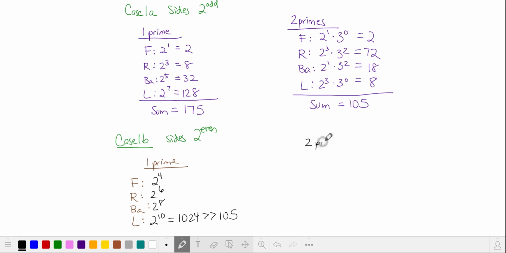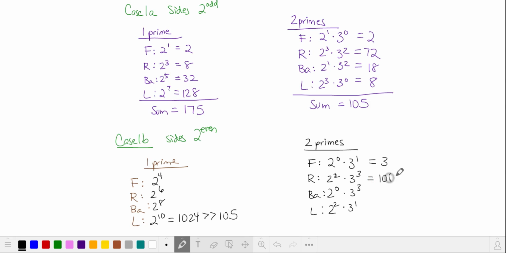If we introduce our next smallest prime, so now we have 2 primes, we can reuse 2 to the 0 and 2 to the first power and combine them with powers of 3 to generate different numbers. But again, we see that we have one side with a number 108 on it, and that's way too big as well. So we can stop with case 1b.